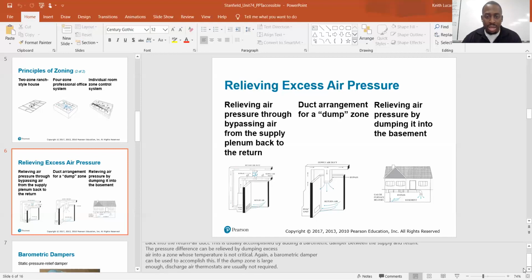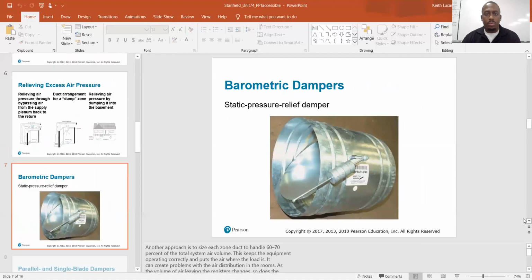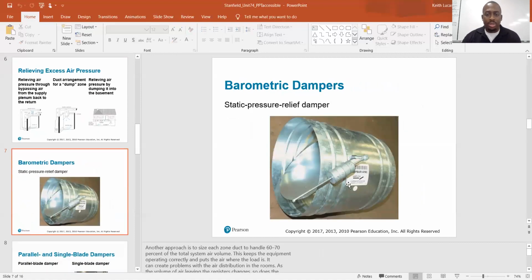And when you do that, again, you would use a barometric damper, and if the dump zone is large enough, discharge air thermostats are usually not required. So there's the barometric damper right here. And so there's weights on here. These 4 little discs are weights. You can remove some or add some depending on the system.